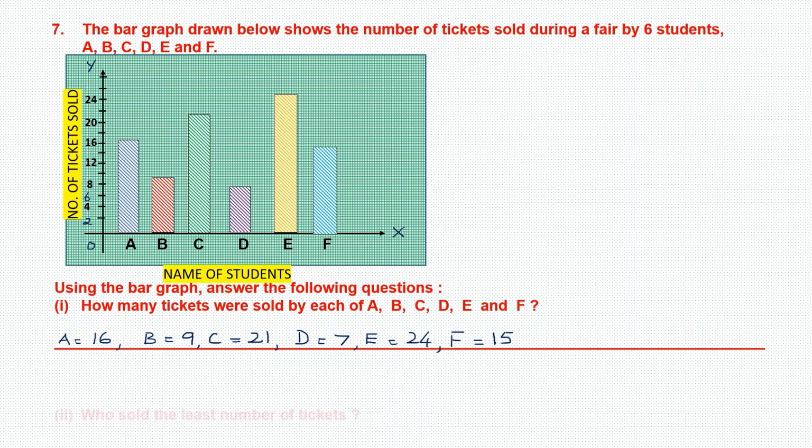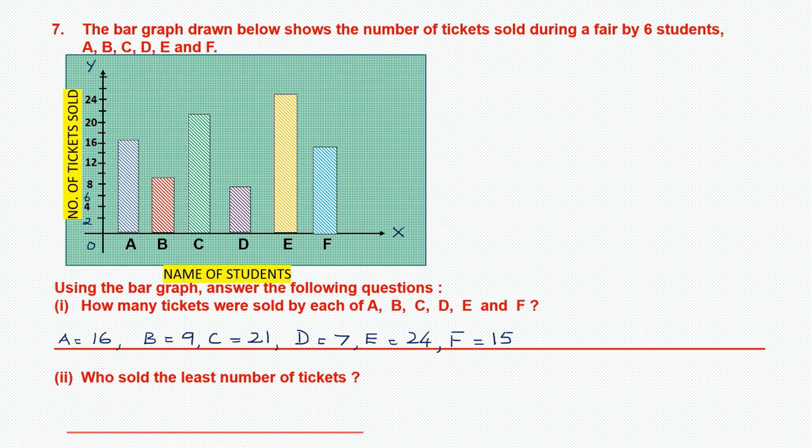Now second question. Who sold the least number of tickets? As you can see, D is the one, isn't it? You can see that the bar for D is the shortest. So the student D has sold the least number of tickets. So the answer is D.